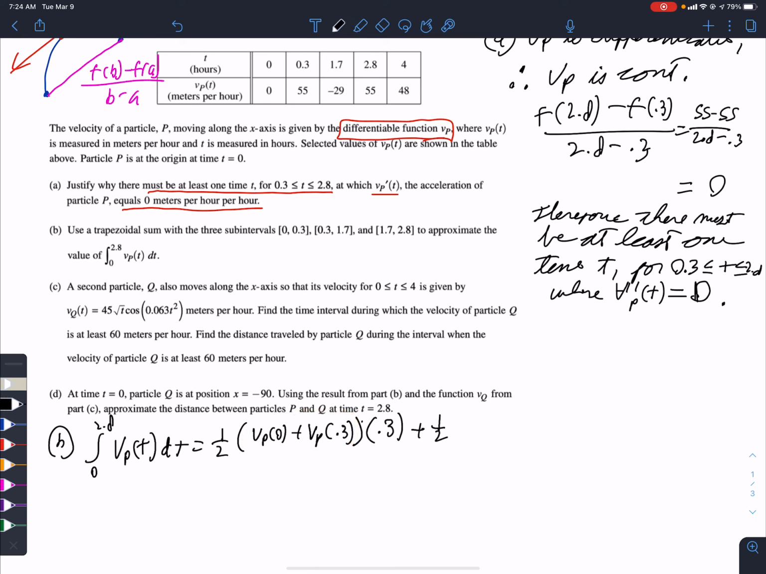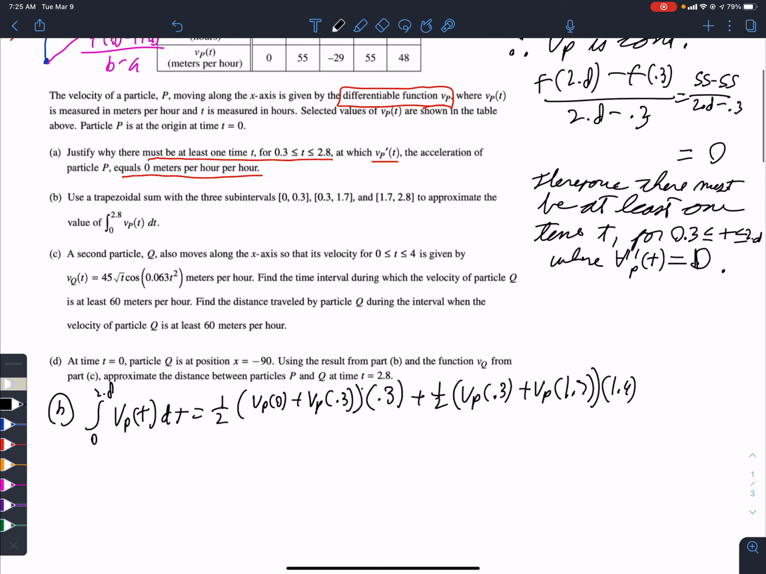Plus 1/2, and then it's going to be the V's at these points, 0.3 and 1.7. So it's going to be VP at 0.3 plus VP at 1.7 times the width, and the width between these two is 1.4. And I have one more, and I am running out of room. Let me squeeze this in here.